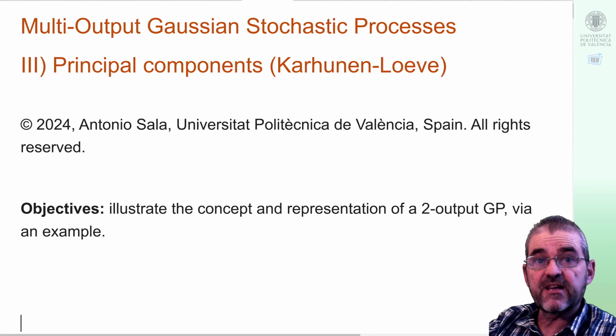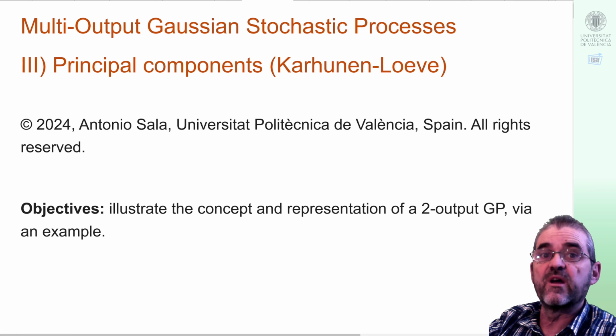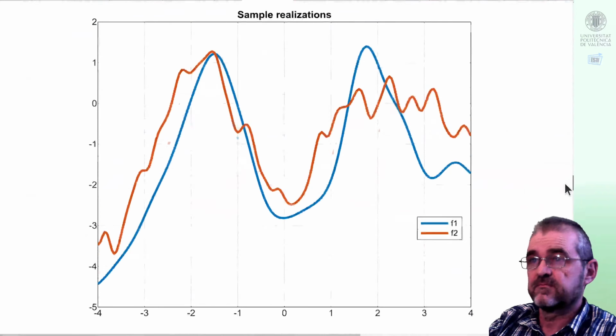Hi, I'm Antonio Sala, and in this video we are continuing our discussion of an example of a stochastic process, a Gaussian process, with two outputs. And in this video we will discuss the principal components, or in continuous samples, Karhunen-Loeve eigenfunctions.